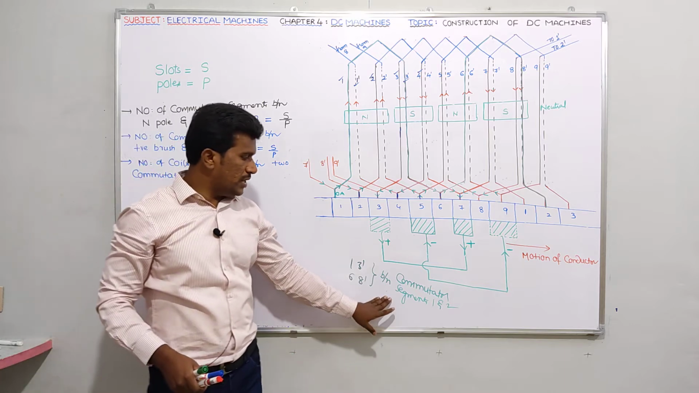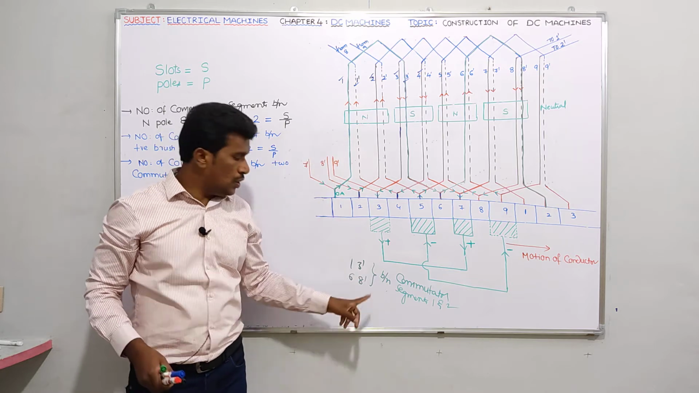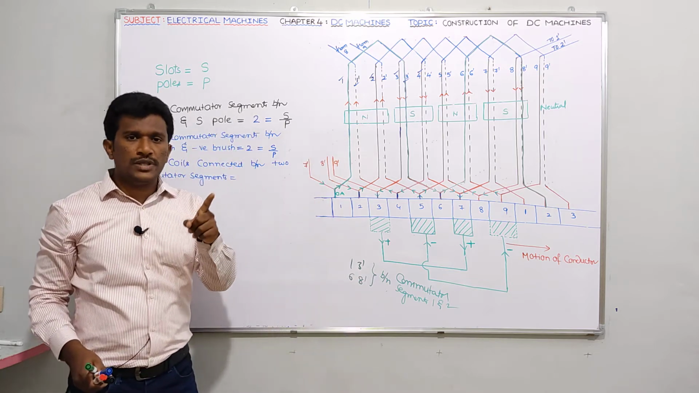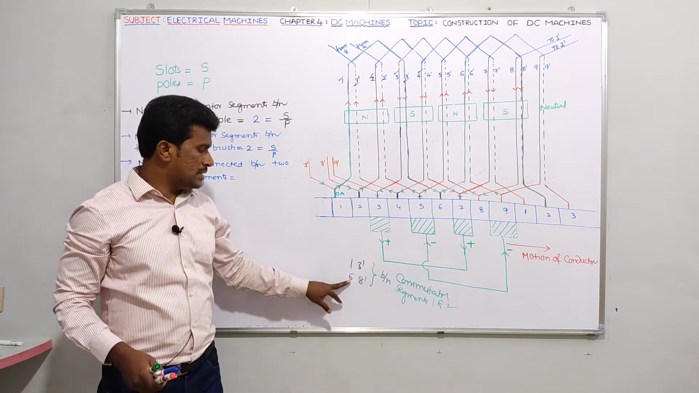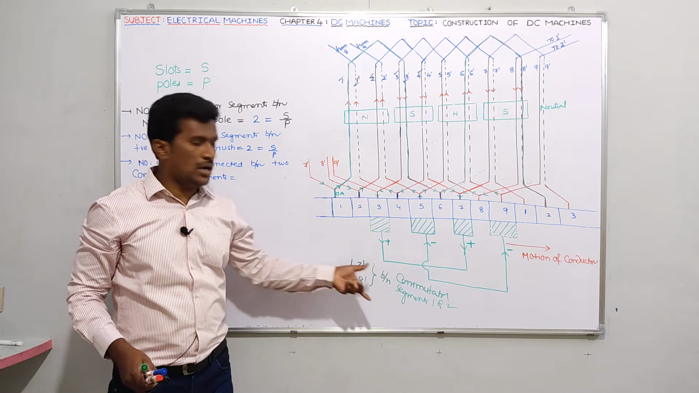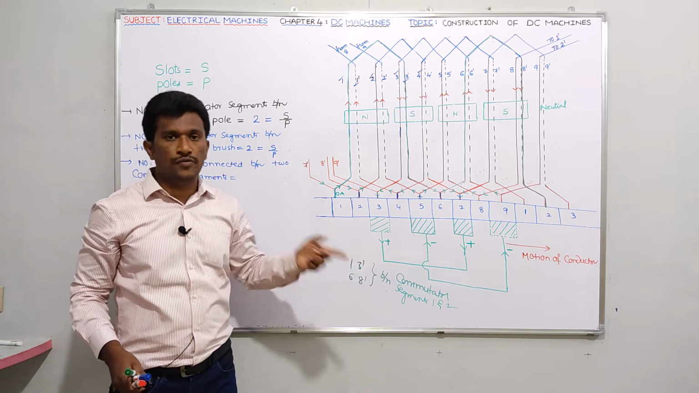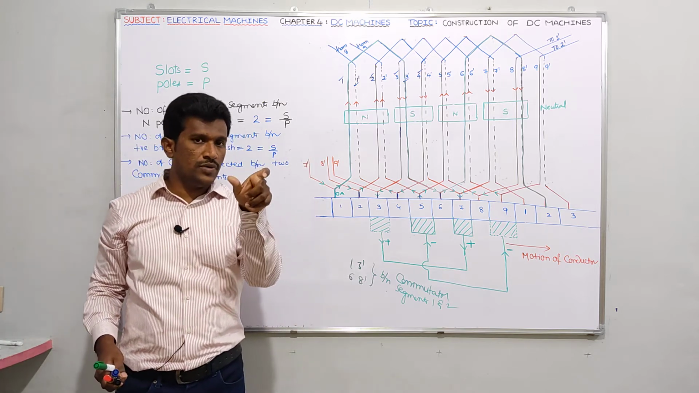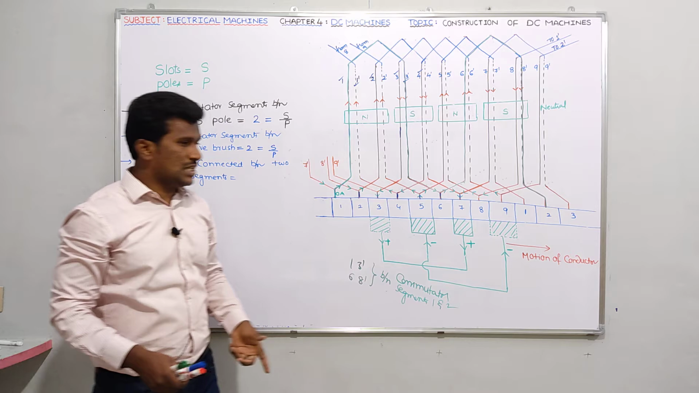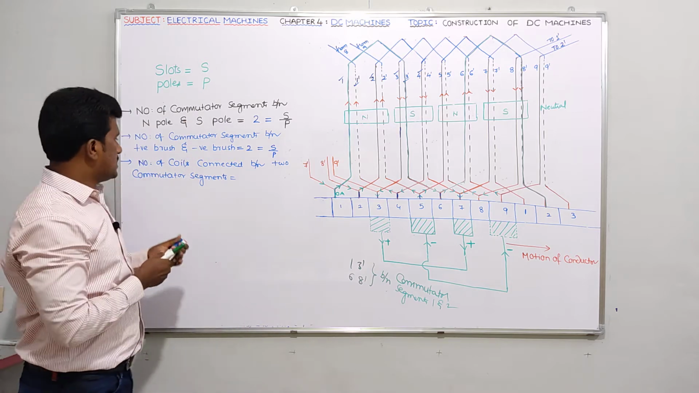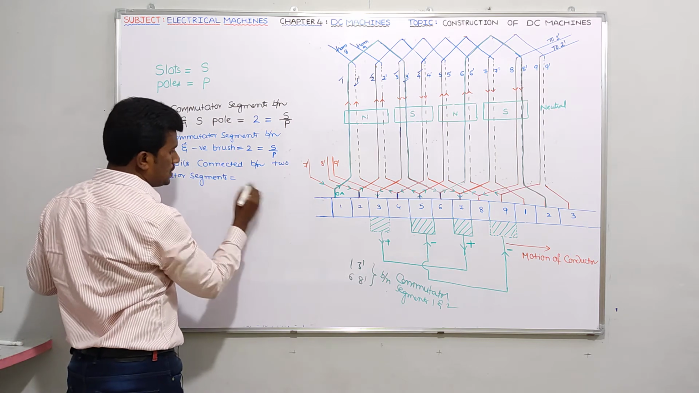Is it clear? If you see this formula for lap winding, it will be 1. Only one coil will be there between two segments. Whereas in wave winding, 1 3 dash is one coil and 6 8 dash is another coil. Two coils are connected between commutator segments 1 and 2. For lap winding, which I explained in the previous video, please see that video. There the number of coils between commutator segments will be equal to 1. So guys, tell me, number of coils connected between two commutator segments equals how much are you getting here? 2 coils, no? 2.